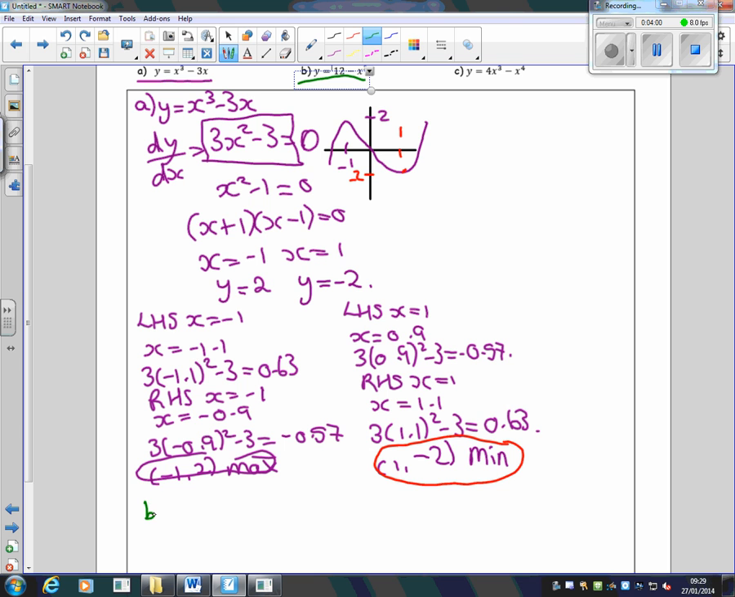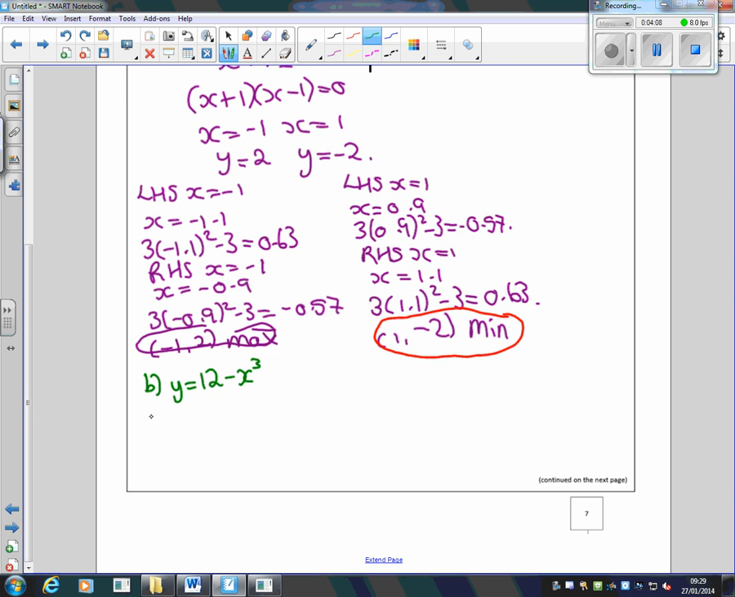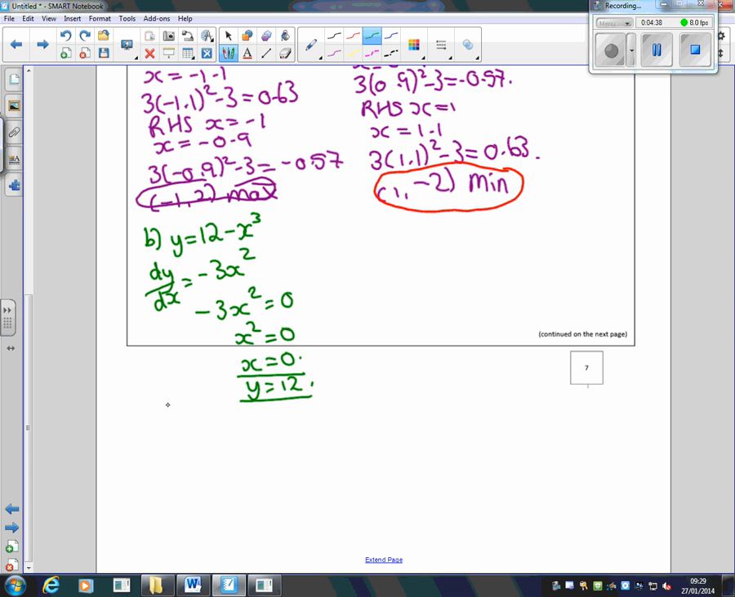For B, we have y equals 12 minus x cubed. Again, the first thing to do here is to differentiate. So dy by dx equals minus 3x squared. Remember again that the stationary points are where dy by dx equals 0. So we want minus 3x squared equal to 0. That's just the same as x squared being equal to 0, which is x equals 0. When x equals 0, we have a y value of 12, just by substituting it back into the original equation. So we have our point, now we need to determine the nature of it.